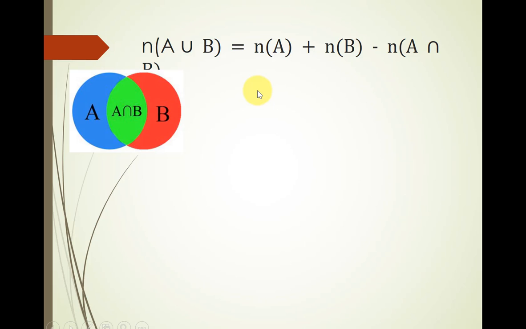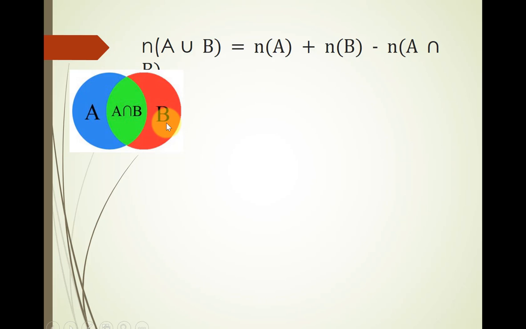And this is a general rule, which is always true. This says that the number of elements in A union B, so where's A union B? It's all the colors here. It's the blue, the green, and the red. So the number of elements in A union B, it's everything, is equal to what? It's the number of elements in here, in the blue, plus the number of elements in B.